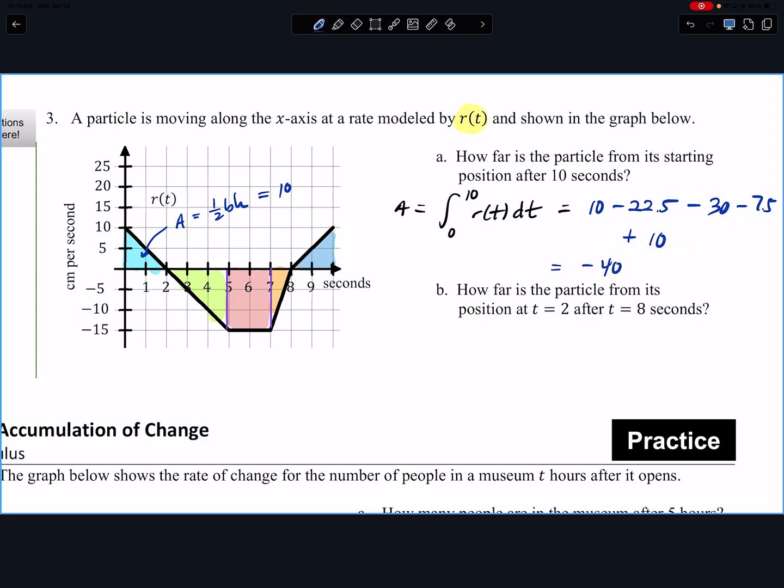Our units is centimeters. So when we're talking about a particle, remember, if it's negative, that means it actually moved to the left because the particle movement is along the x-axis. So we're going to say negative 40 centimeters left.